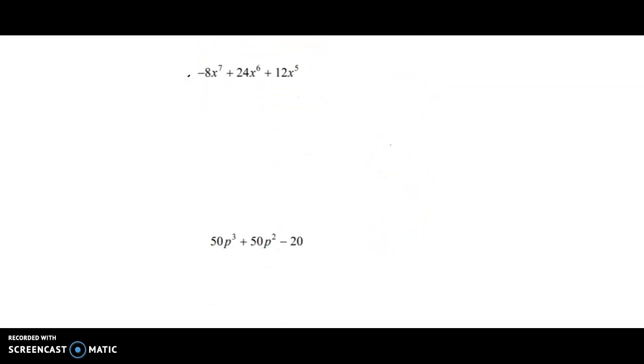Example 4. Pause, write the original problem. Check the numbers first. I got negative 8, 24, and 12. What do those have in common? Those all have a 4 in common. We check our variables. X to the 7th, to the 6th, to the 5th. So we always take the smallest one, because think about it. If we took x to the 7th, x to the 6th doesn't have enough to give, and x to the 5th doesn't have enough to give. So we have to take the smallest. We take an x to the 5th.